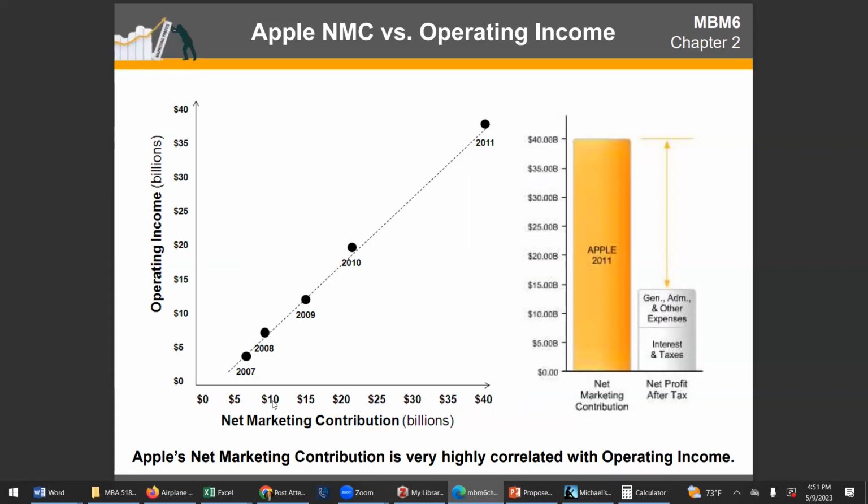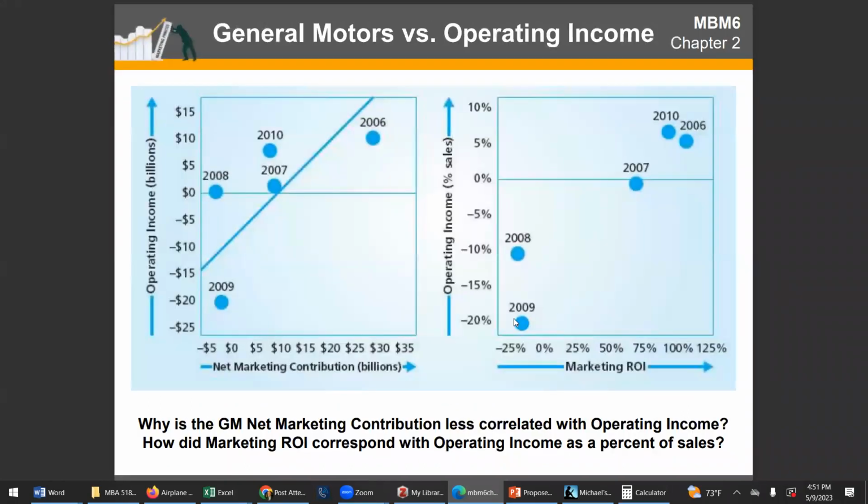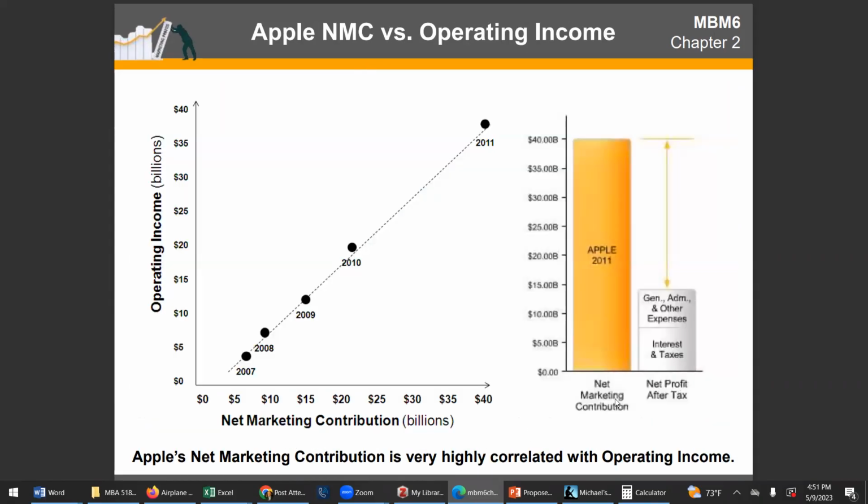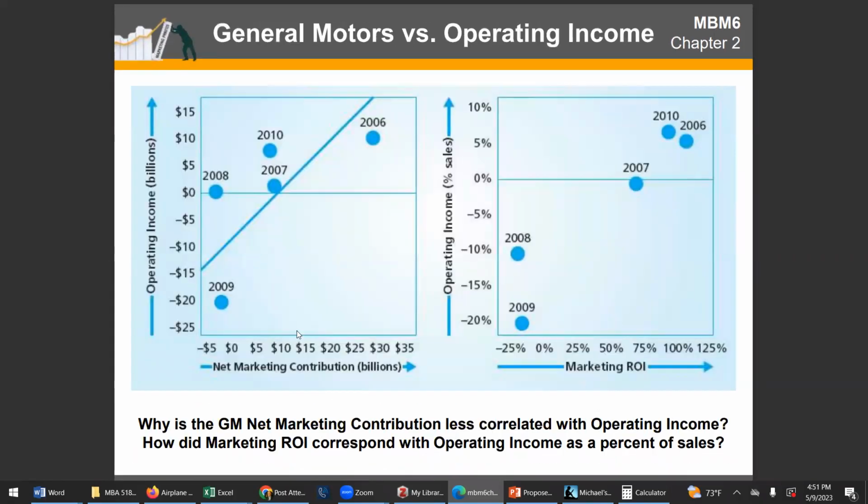So I'm joking a little bit, but Apple often gets called out as, wow, they're the greatest company in the world kind of stuff. And so we can look at Apple's operating income and their net marketing contribution. Okay. Now you can tell this is dated from 2011. But what we can do is we can also look at Apple's net marketing contribution and then compare it to sort of an old company relative to Apple, General Motors.